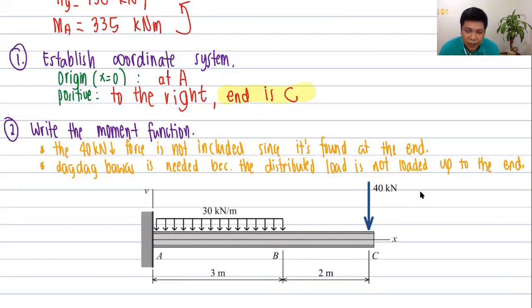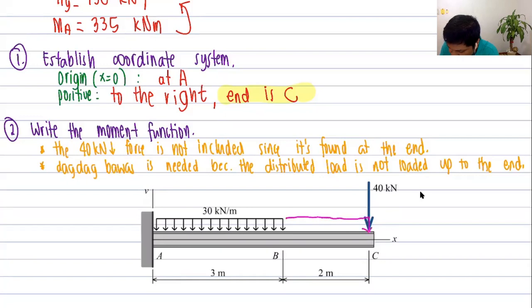Are we clear? Sir, before we continue, what if it doesn't start at x equals 0? It's okay. What's important is the distributed load is loaded up to the end. So we perform dagdag bawas. So my dagdag bawas would be something like this.